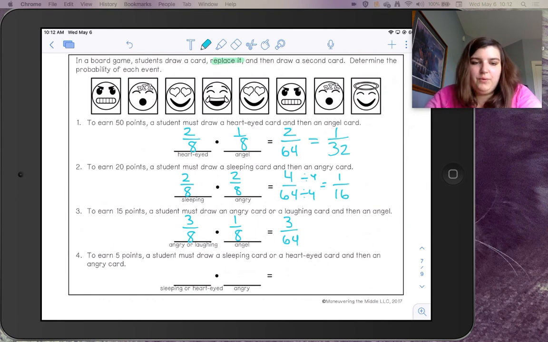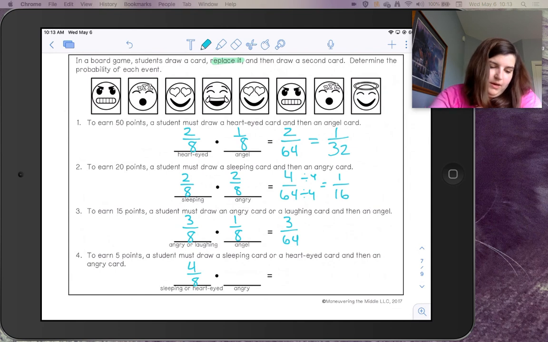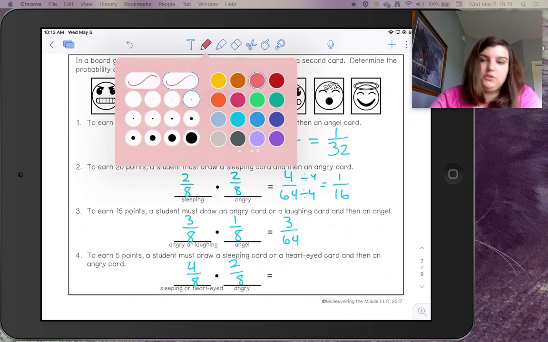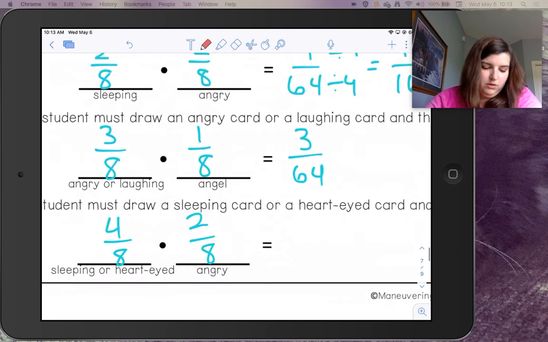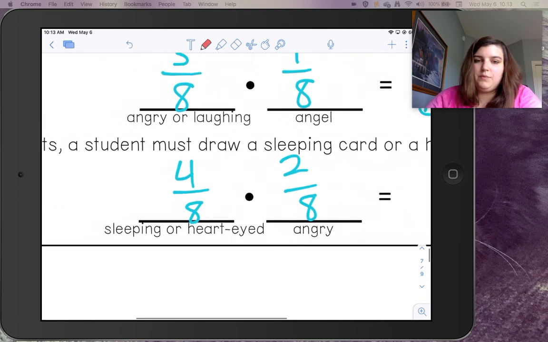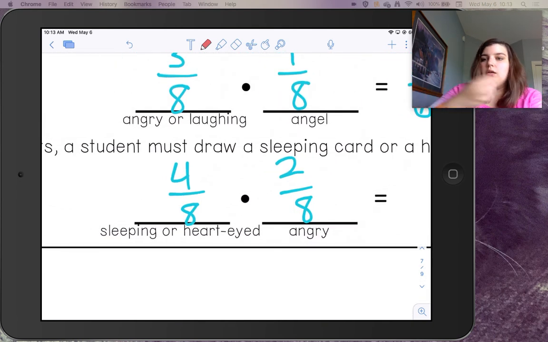To earn 5 points, a student must draw a sleeping card or a heart-eyed card and then an angry card. So sleeping or heart-eyed, we've got 4 eighths. And angry, I've got 2. I'm going to try cross canceling here on this one just to show what you could do. Now I've got my fractions. You can cancel up and down or cross.